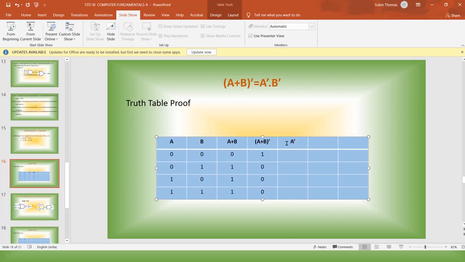So this is A complement. Your A is this one. Its complement value is A complement. So this is the A value, the A input value. Its complement we are going to calculate.